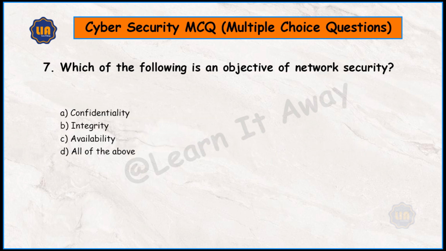Answer. D. 7. Which of the following is an objective of network security? A. Confidentiality. B. Integrity. C. Availability. D. All of the above.